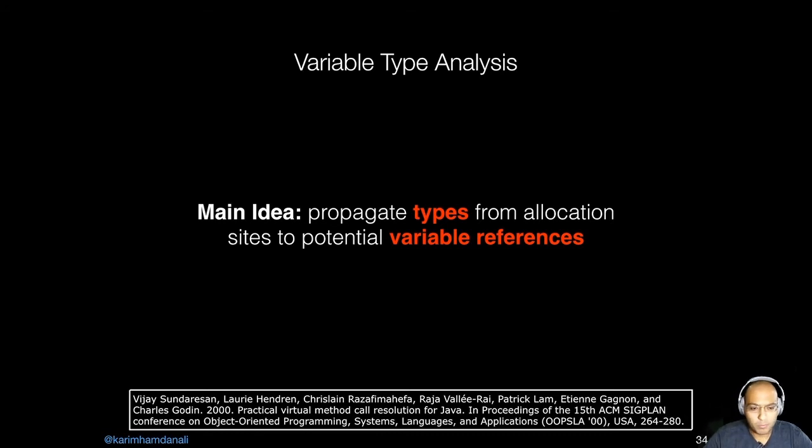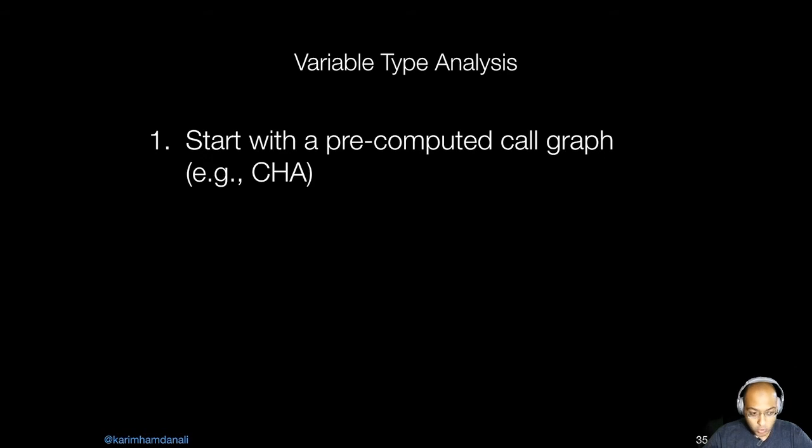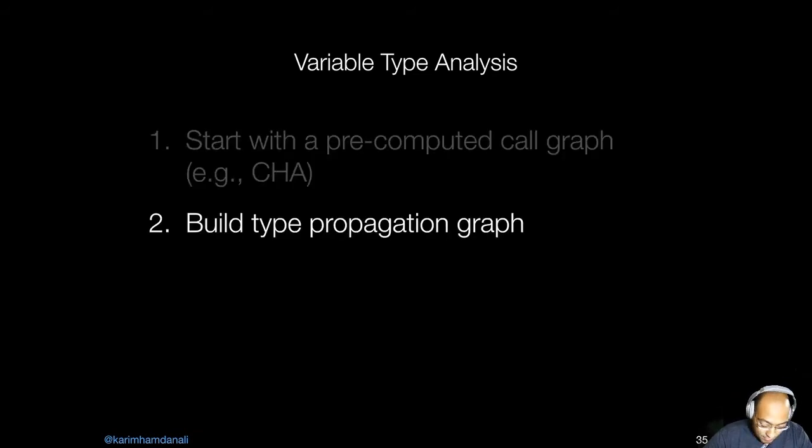So what do I mean by propagating the types from allocation sites to potential variable references? Let's have an example. First, we're going to start with a pre-computed graph, and remember this because it's going to come back to us later in a few minutes. We need to start with a pre-computed graph, let's say CHA. We're going to build a type propagation graph. It is not a call graph. It is a graph that tracks how types will propagate throughout the program.